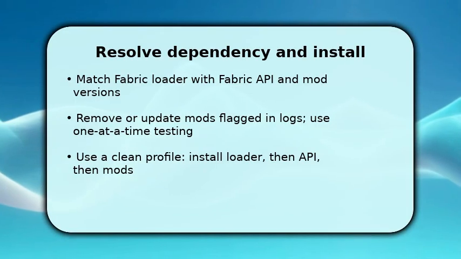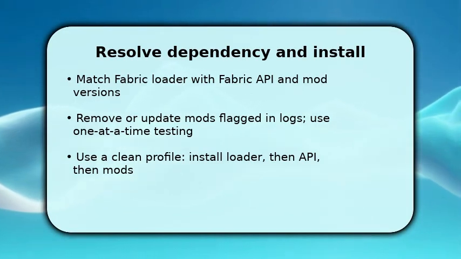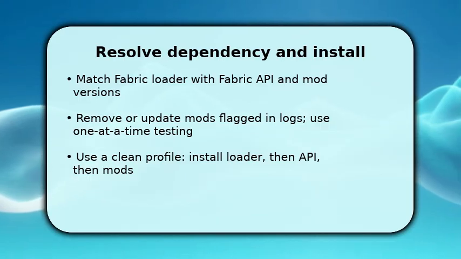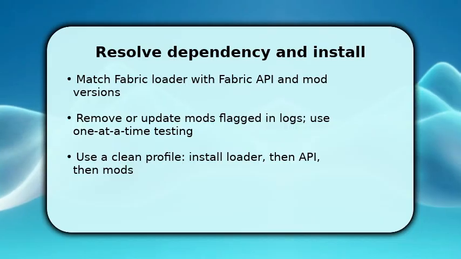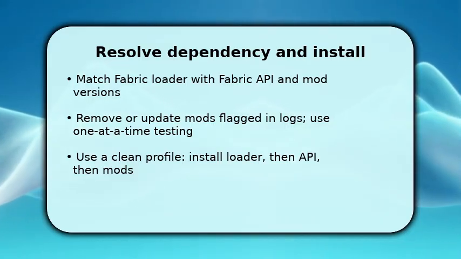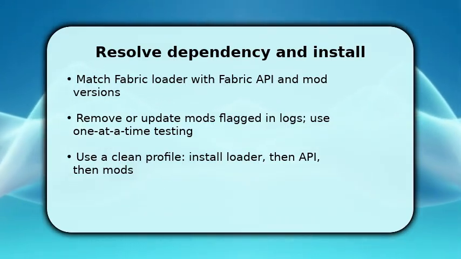Install in a clean profile. First the Fabric loader, then Fabric API, then the smallest set of mods you need. If a mod requires a library, add that library before launching. This order reduces cascade failures and clarifies which component triggers the error.